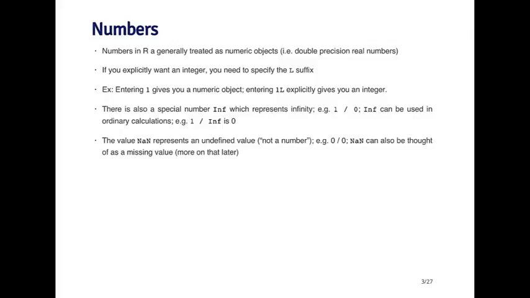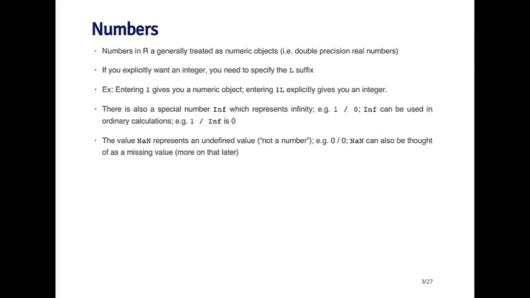Perhaps the most important type of object in R, of course, is the number. Numbers in R are generally treated as numeric objects. Pretty much all numbers are treated as double precision real numbers. So even if you're looking at a number like 1 or 2, R thinks of those numbers as numeric objects. There is a way to explicitly say you want an integer, and you can specify the capital L suffix. For example, if you just enter the number 1 in R, that gives you a numeric object, but entering 1 with a capital L next to it explicitly gives you an integer. This distinction is not very important right now, but it will become important later.